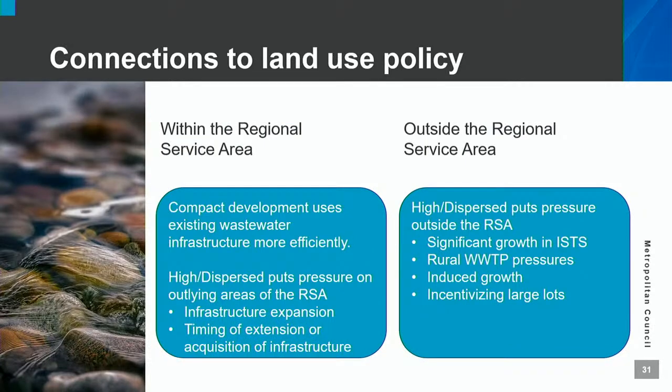So looking at connections to land use policy, we thought about this in terms of within our regional service area and outside of our service area. Looking within our regional service area, compact development uses our existing wastewater infrastructure more efficiently. And that high dispersed scenario puts pressure on the outlying infrastructure and the outlying parts of our regional service area. So that could influence our infrastructure timing and our acquisition. And then looking outside of our regional service area, we see significant growth in ISTSs, along with rural wastewater treatment plant pressures, induced growth and incentivizing large lots.